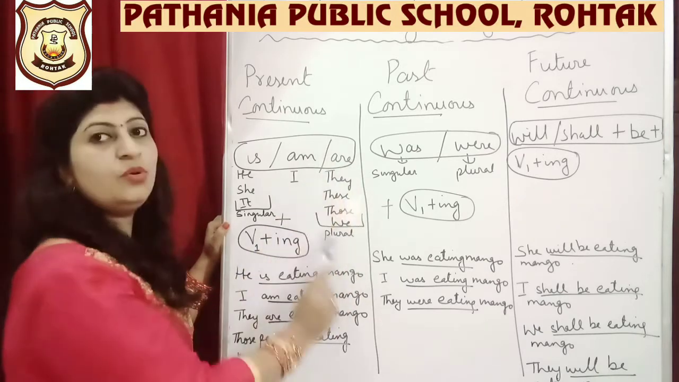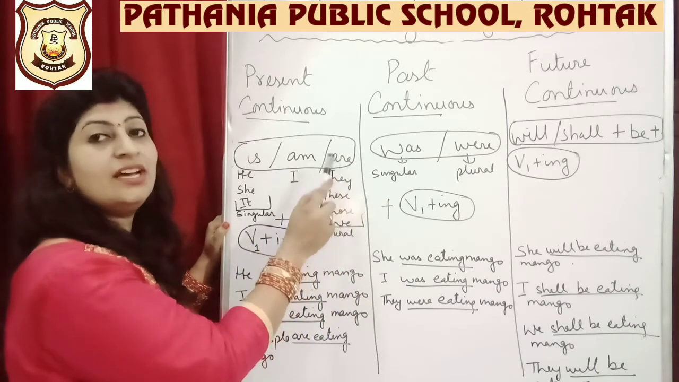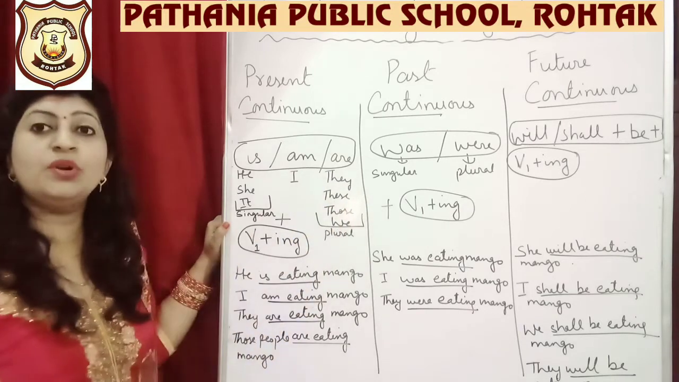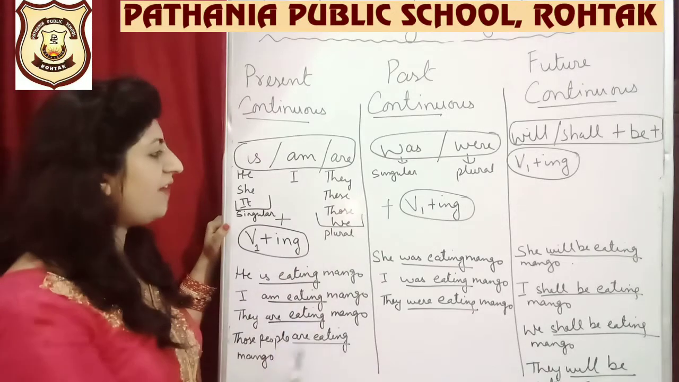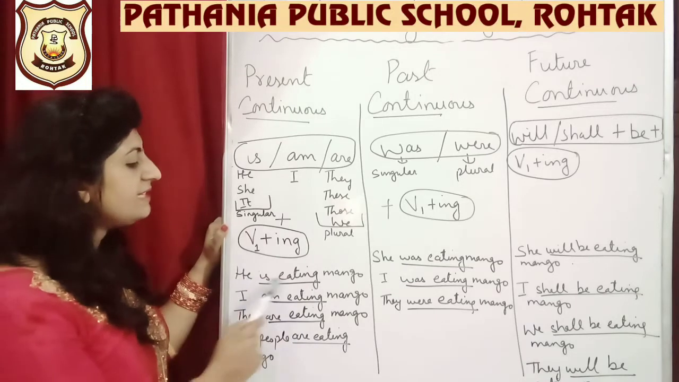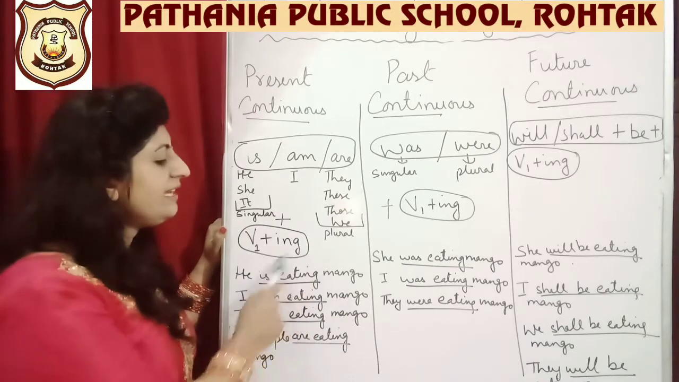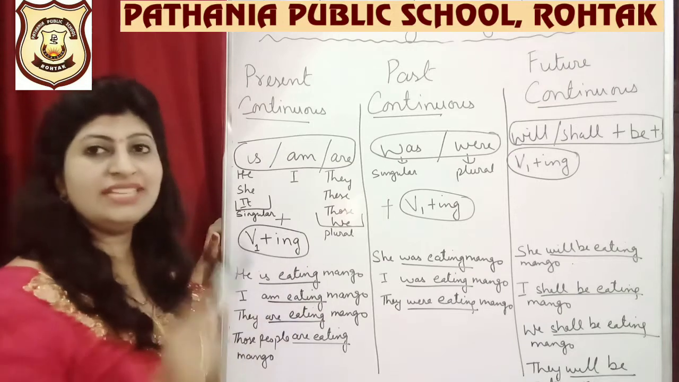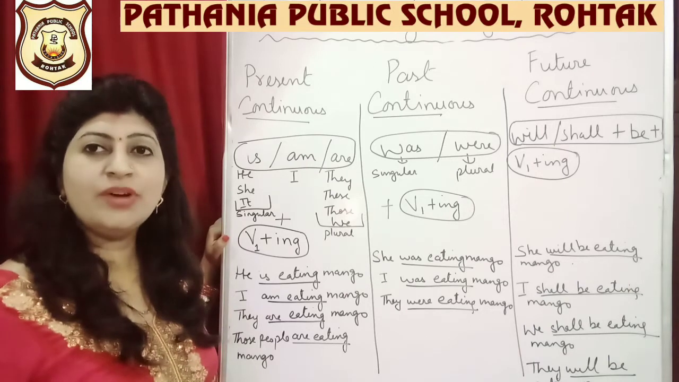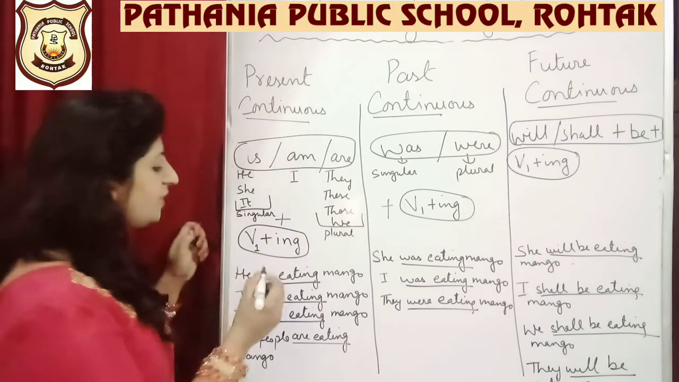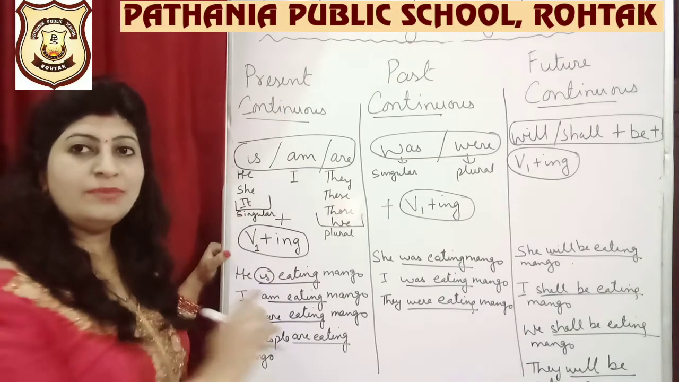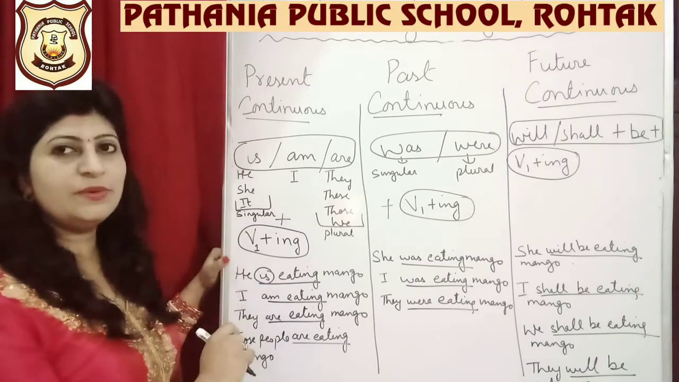Plural are is going to be used with plural subjects. They, those, these, we. These are all plural subjects. That is why we have used are out here. Now, when you see the sentence, he is eating mango. So, eating, E-A-T-I-N-G, this is going to tell you it is a continuous tense. Now, how will you come to notice present? Because of the verb is. Because of the verb is, you come to know it as present continuous.